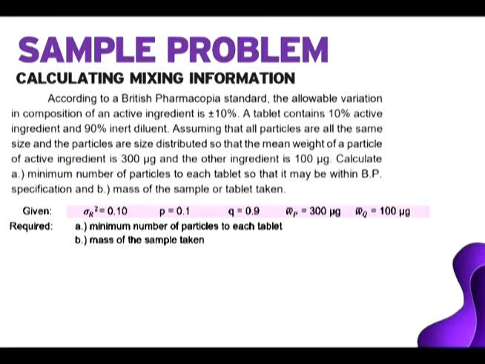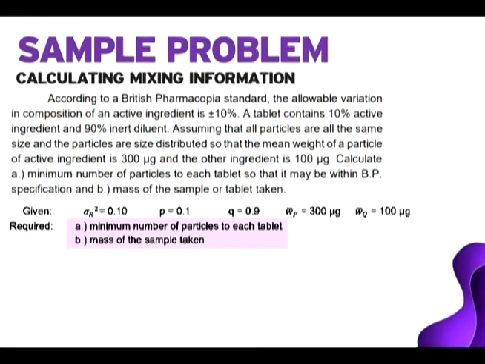For this problem, we are given the variance for the binary mixture, which is equal to 0.10. We are also given the proportion of the two components, where P is equal to 0.1 for our active ingredient and Q is equal to 0.9 for our inert diluent. We are also given the mean masses by number of particles in the two components, which are 300 micrograms for the active ingredient and 100 micrograms for our inert diluent.